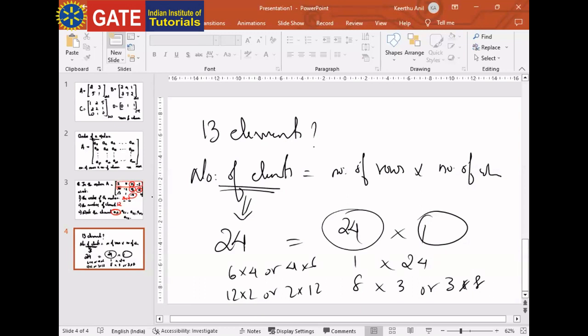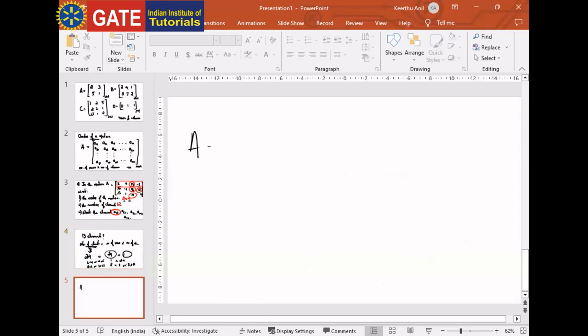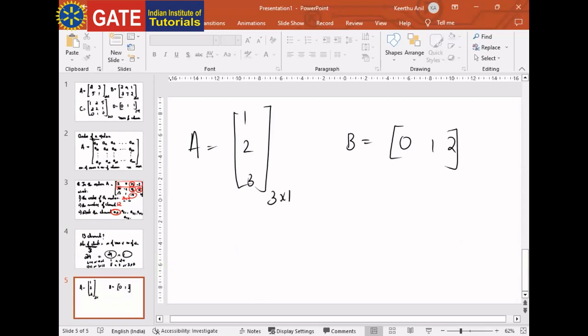Clear with it, no? No problem, right? Now let me ask you something. Now this is one matrix and this is another matrix, right? I'm asking you, what is the order of these two matrices? What is the order of matrix A? How many rows are there? 3 rows, 1 column. So 3 by 1. Now what about here? 1 row, 3 columns. So 1 into 3 or 1 by 3. That will be the order there.